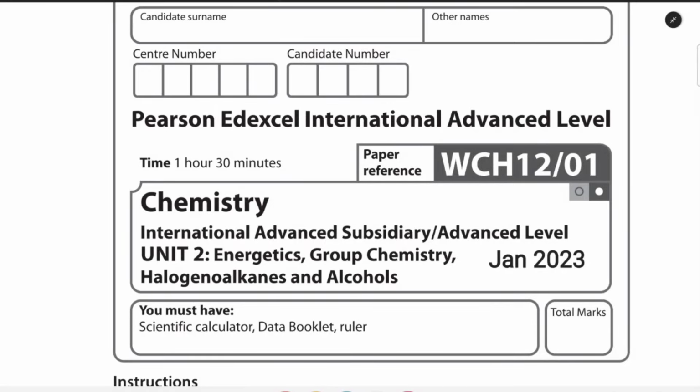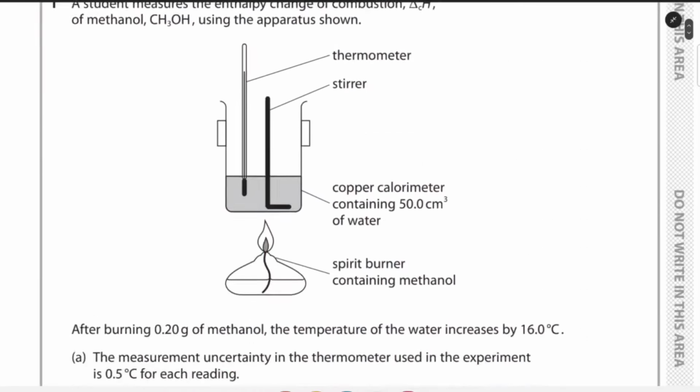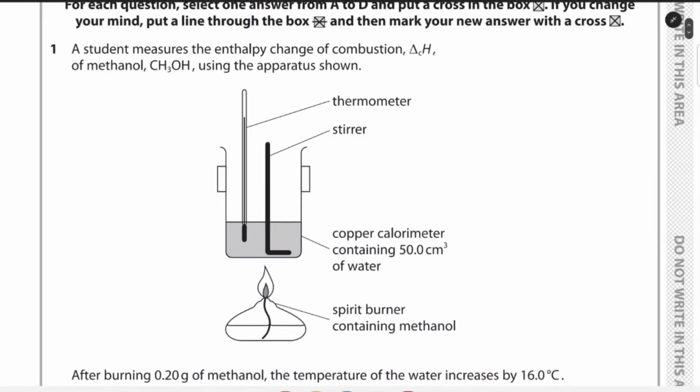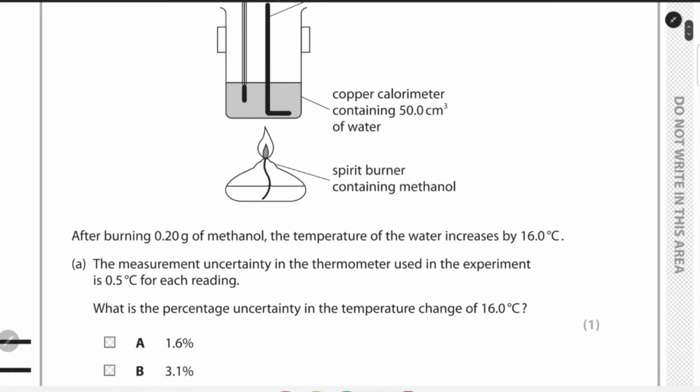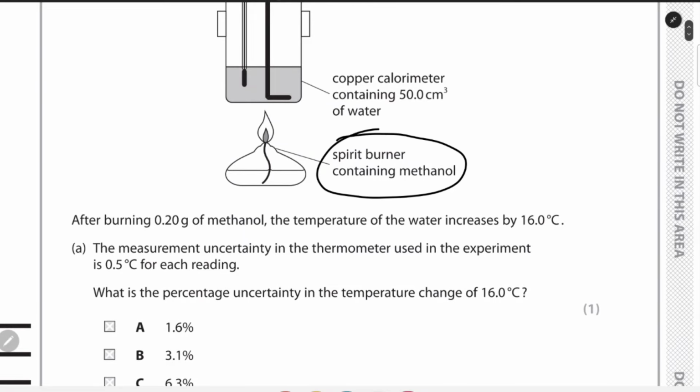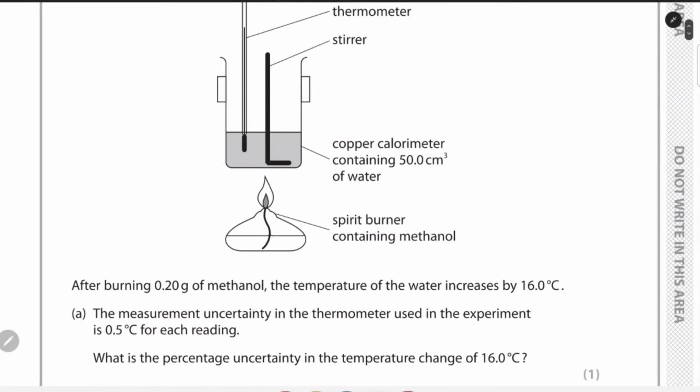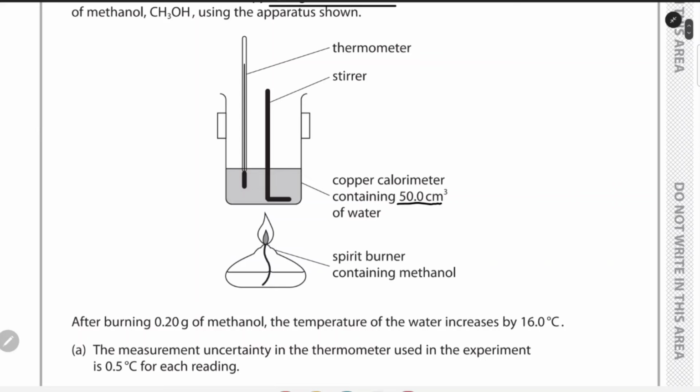Welcome to Mathematics. Today we'll be solving the Pearson Edexcel IAL January 2023 paper of Chemistry Unit 2. In the first question, we are given an apparatus to measure the enthalpy change of combustion. So we are given a spirit burner with methanol heating up a copper calorimeter containing 50 cm cube of water.